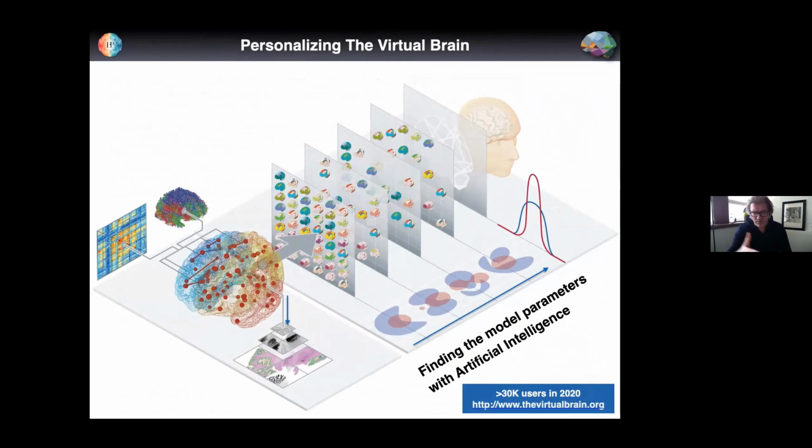Here you see the workflow that we are using. On the left-hand side, we put information together. We put mean fields in there. We build the virtual brain connectomics-based structure, and then we apply methods of Bayesian inference and machine learning in order to estimate the parameters for the brain. And these parameters in particular are also epileptogenicity and the epileptogenic zone.